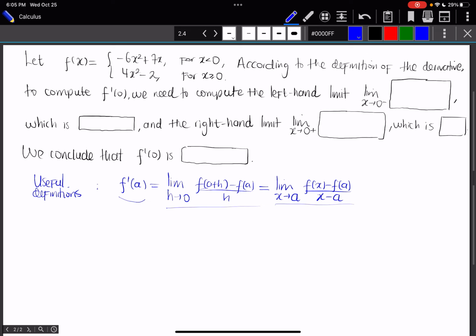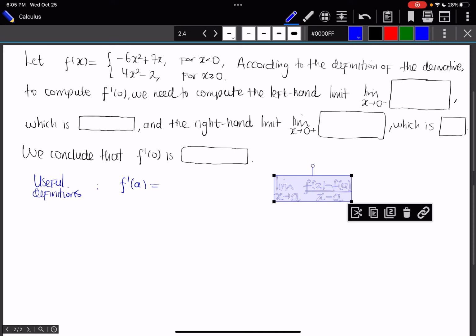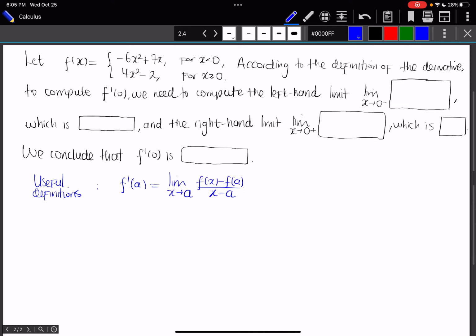So let's just write the definition of the derivative that we're going to use. Between the two definitions, we just go with this one. This is the one we will use. Okay, so that's the particular definition that we're interested in.